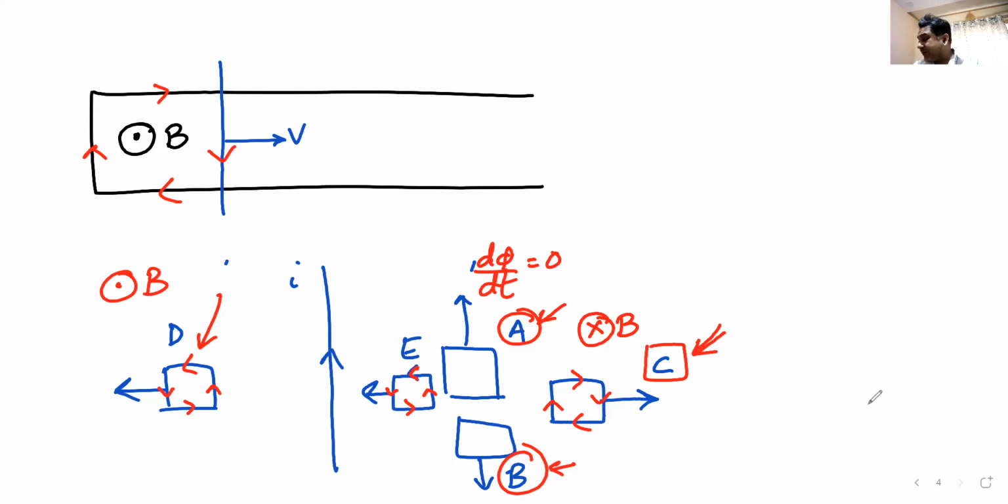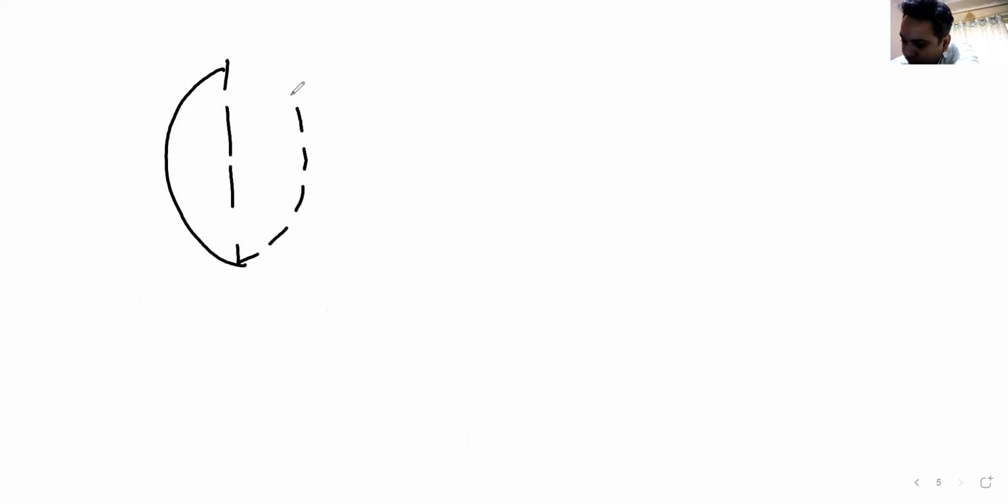Okay. One more logic I have to tell you. If instead of a wire you have a magnet, and this magnet is coming close to it. Case number one, the magnet is coming close. This is a loop. Half of the loop is outside, half is inside the plane. What will be the direction of induced EMF in this loop?